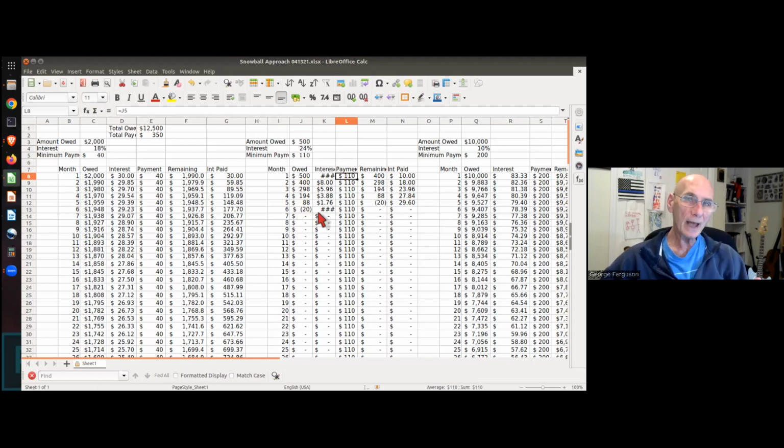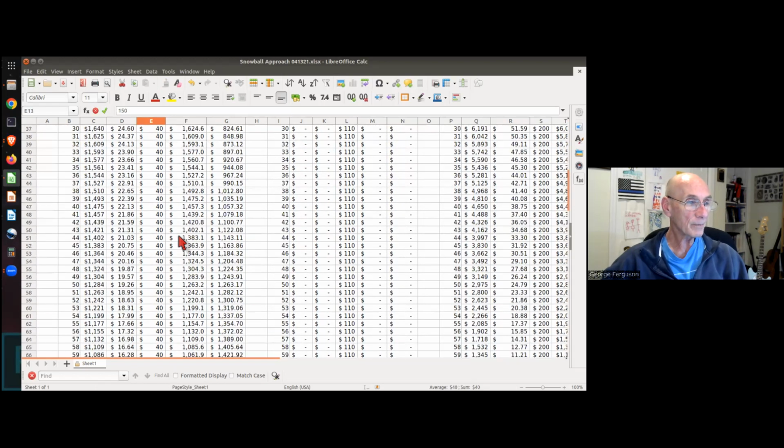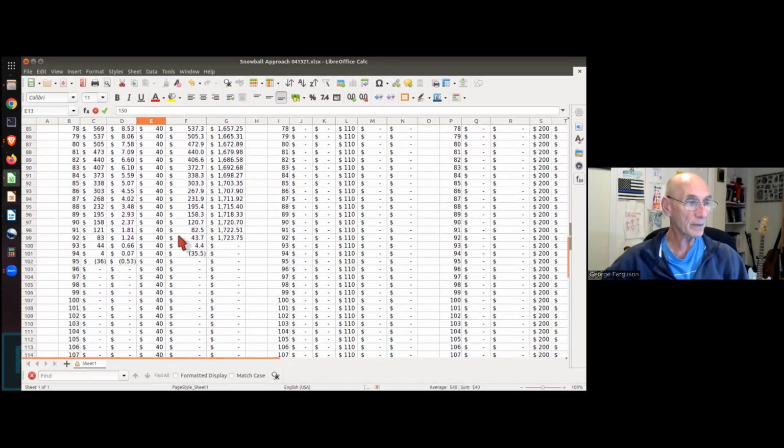So once you get that sucker paid off, then what you do is you take the money that you were paying here and apply it to the next balance. So that would be here. So you take that 110, add that to the 40, you're going to pay $150. So starting this month, you're paying $150. Now you can see that in this one, by paying $40 a month, the minimum for just a $2,000 balance, it'll take you about 7, 8 years to pay it off.